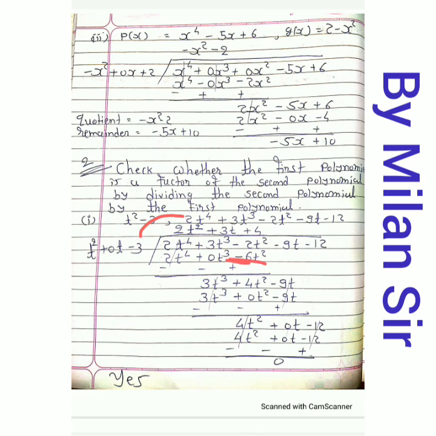Then we need to do the subtraction process. That's why we change the sign. Plus is converted to minus, plus is converted to minus, minus is converted to plus. Now the addition and subtraction process is there. Plus 2t raised to 4 minus 2t raised to 4 cancel out. Then here 0t square and 0t cube are there, so no need to do any process, directly write down 3t raised to 3 with the plus sign.